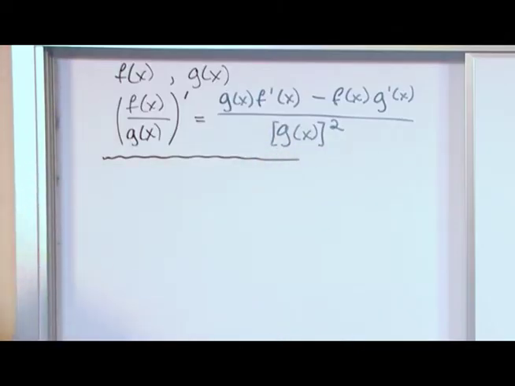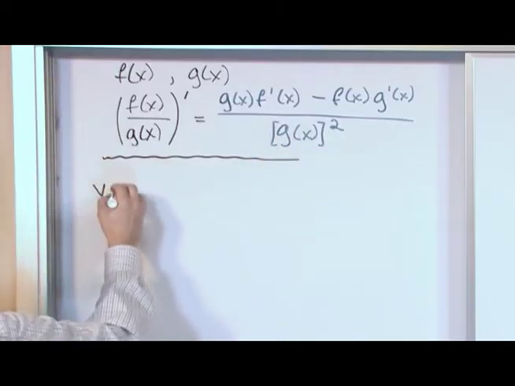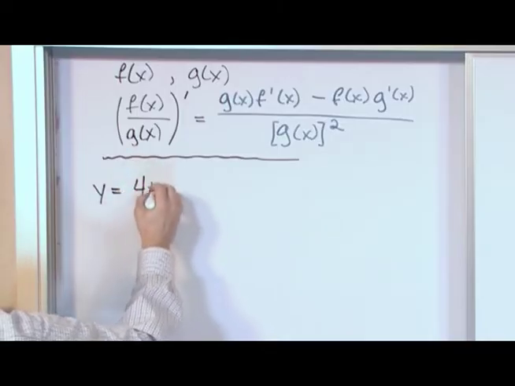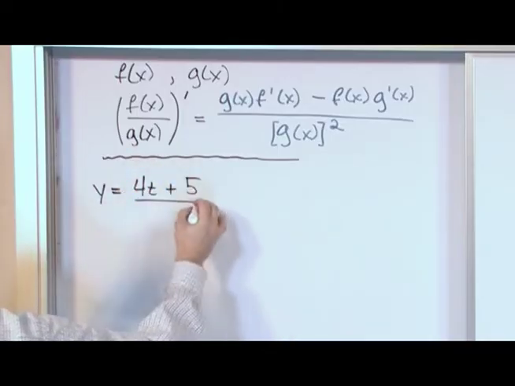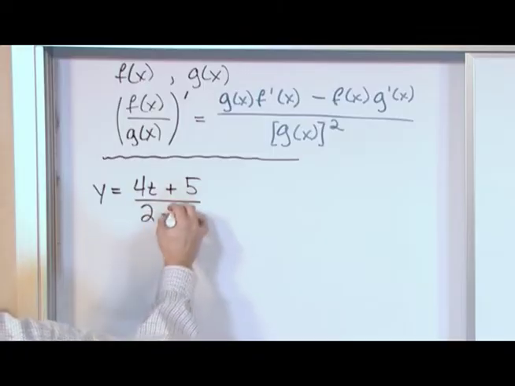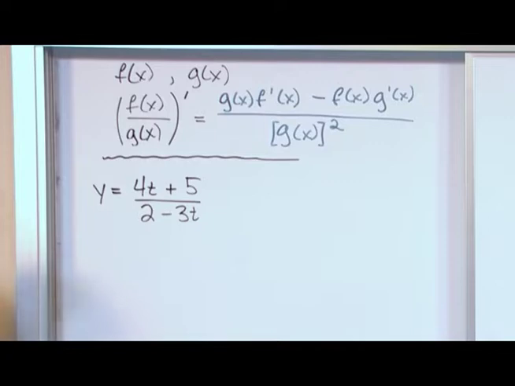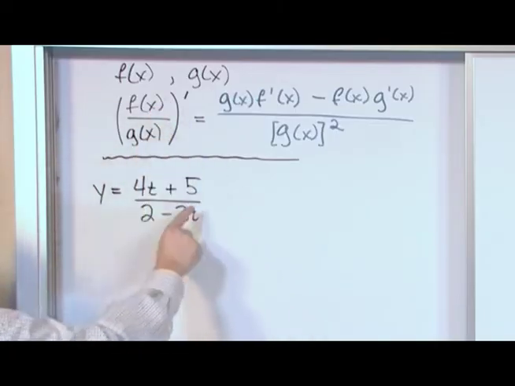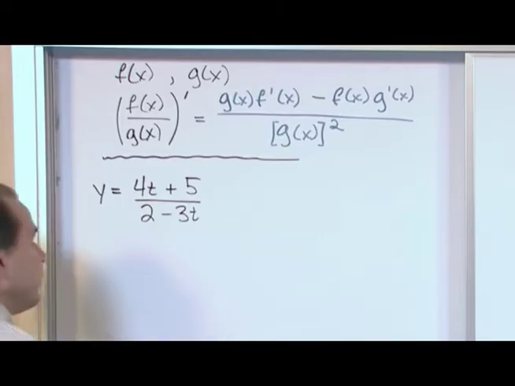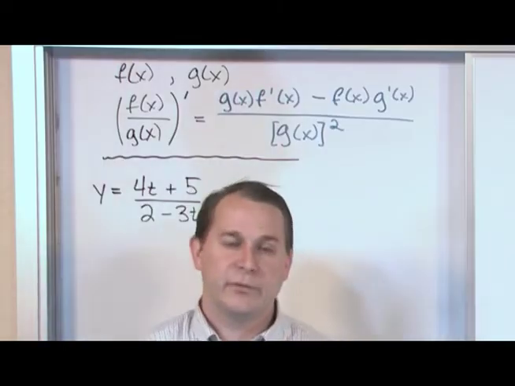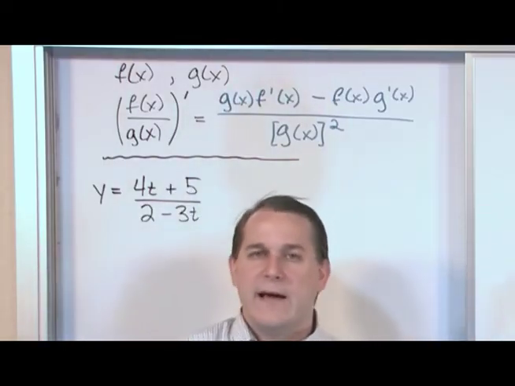For our first problem, let's say we have a function y is equal to 4t plus 5 divided by 2 minus 3t. You see this is a quotient because we're basically dividing two things. The numerator is a function, the denominator is a separate function. In this case we would consider f of x to be the top and g of x to be the bottom. In order to take this derivative, what I'm going to advise you to do in the beginning with derivatives is to write everything out and make it really explicit.